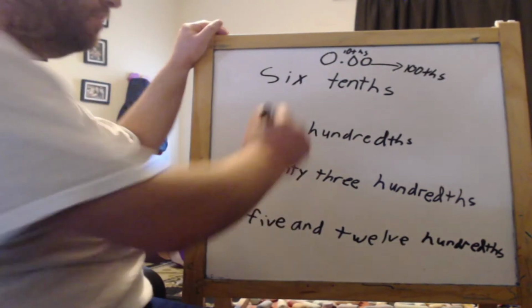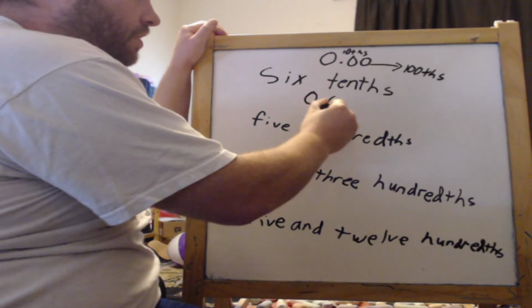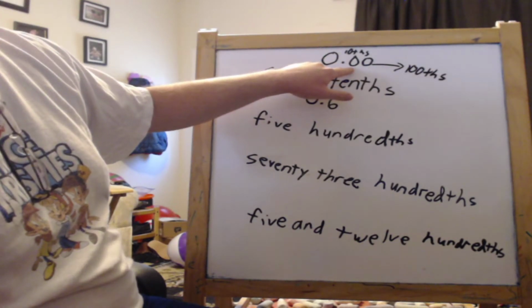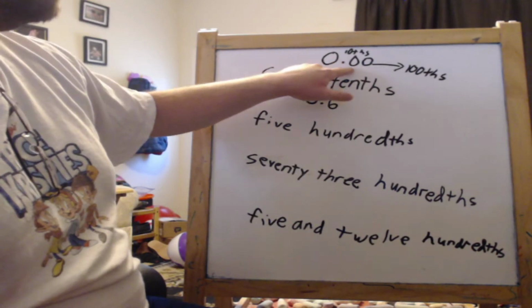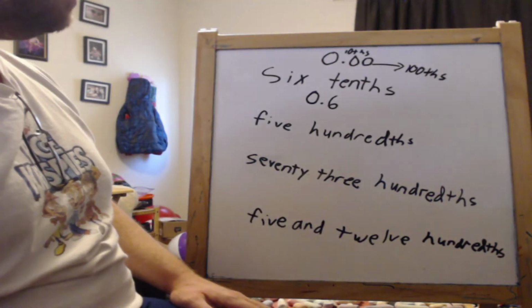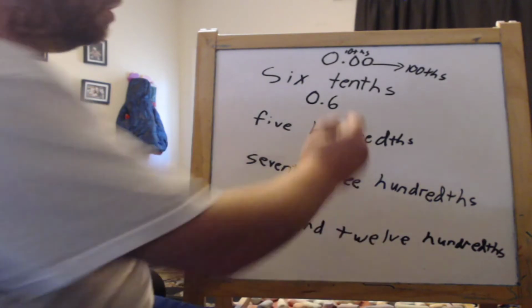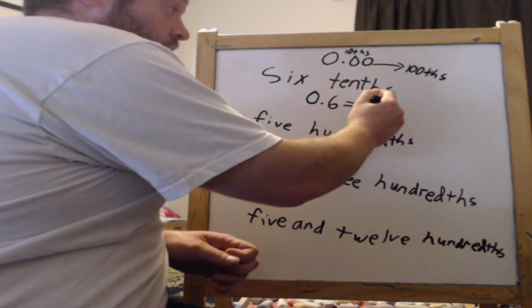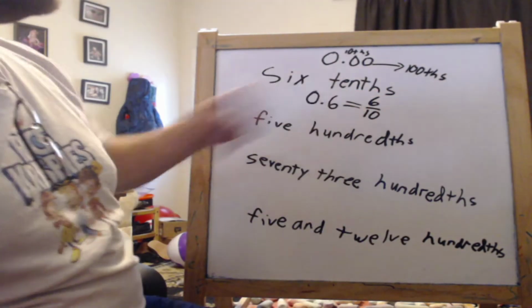So 6/10, all we're doing is putting 6 in the tens place. I'm sorry, not the tens place, the tenths place. So it is 0.6. That's 6/10. And to put this as a fraction, an equivalent fraction, so they equal each other, is 6 over 10. So it's just 6/10.